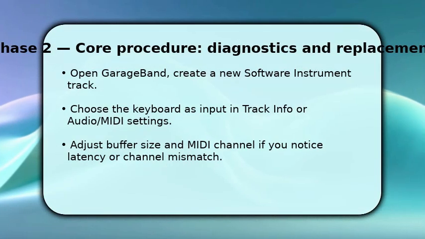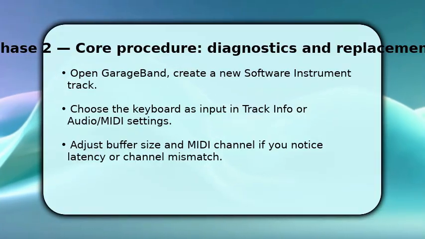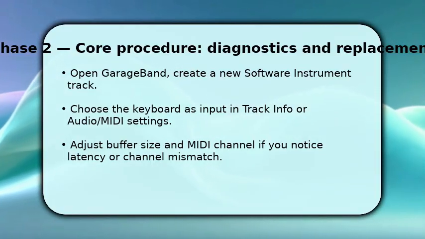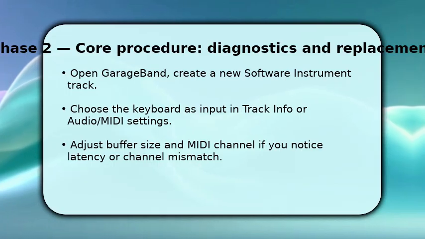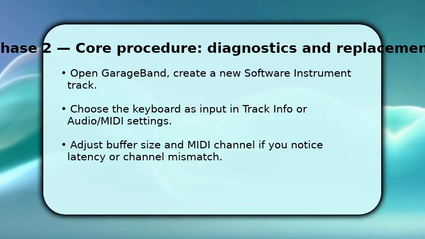You'll now tell GarageBand to use your keyboard. Create a new software instrument track and open track info. Then select your MIDI device in the input device area. This routes incoming notes to the instrument.